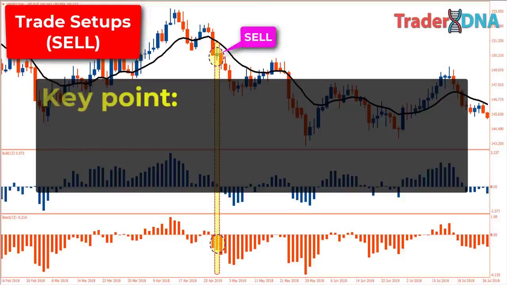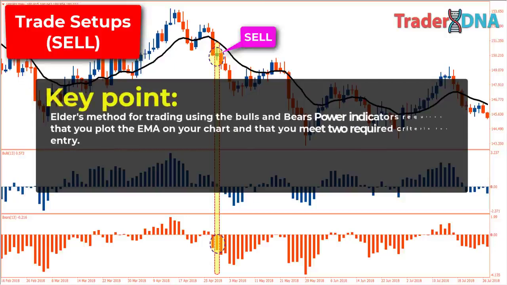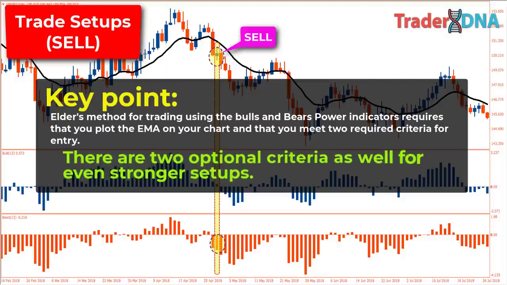Key point: Elder's method for trading using the bull's and bear's power indicators requires that you plot the EMA on your chart and that you meet two required criteria for entry. There are two optional criteria as well for even stronger setups.